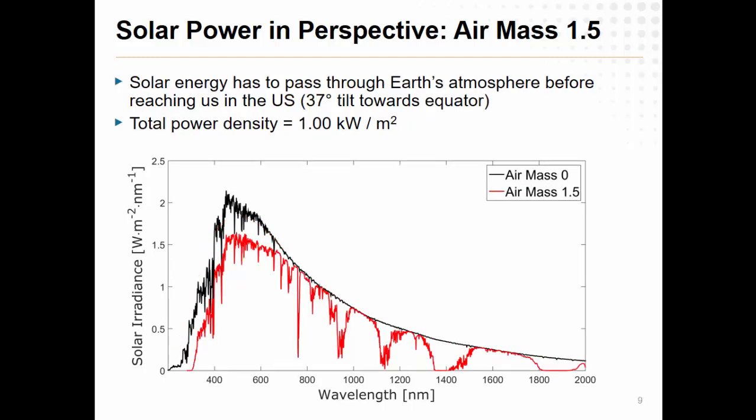So we don't actually live in space. We live on the surface of the Earth, and there's a mountain, an ocean of air above us that the light has to pass through before it actually reaches us. So you imagine the sun is directly overhead, and I look straight up, and I'm collecting energy from the sun that way. There is, you call it, one air mass of air between you and the actual sun.